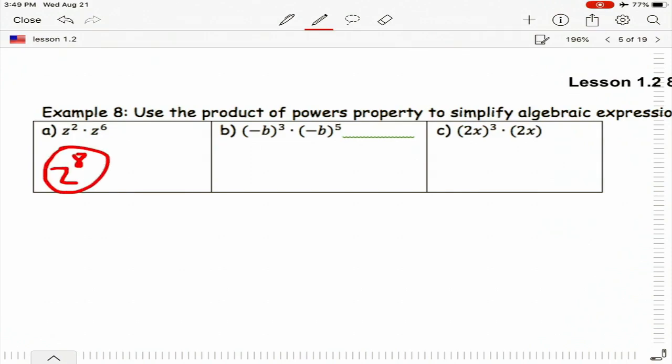You can do it with or without parentheses. It doesn't matter. Here, it's negative b with parentheses. Here, I need the parentheses. And because I'm multiplying the same base, I add the exponents. 3 plus 5 is 8. I'll slow this part down, though.